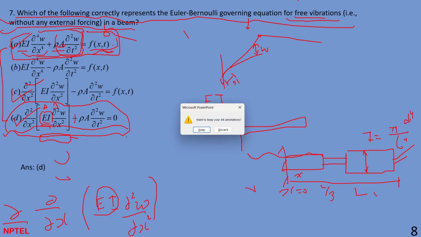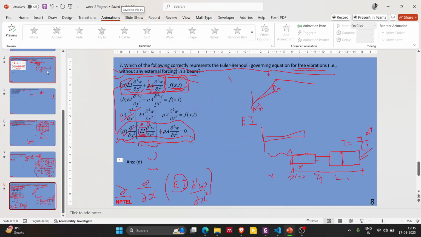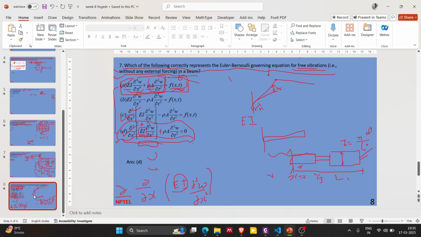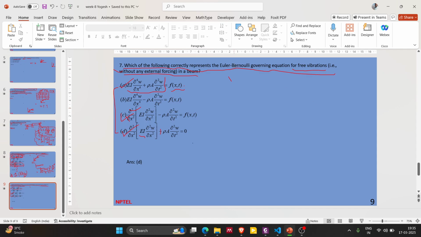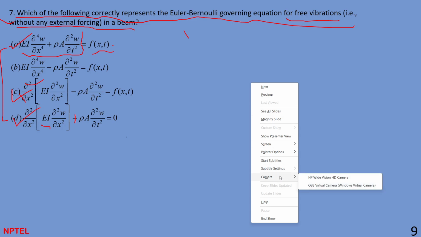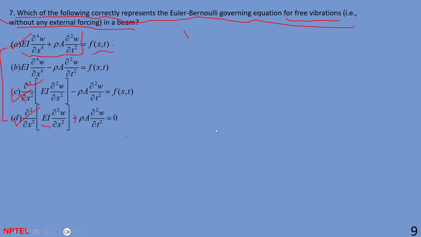So I think this is the last question I wanted to share. I think there is one more question which can be asked. Somebody can ask what will be the assumed transverse displacement of a uniform beam.